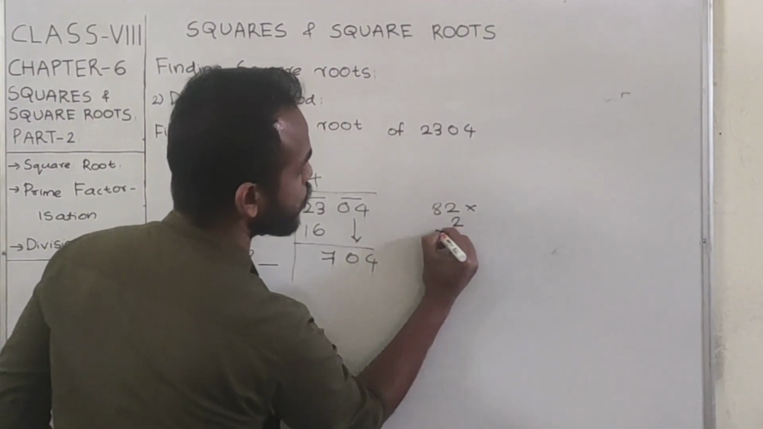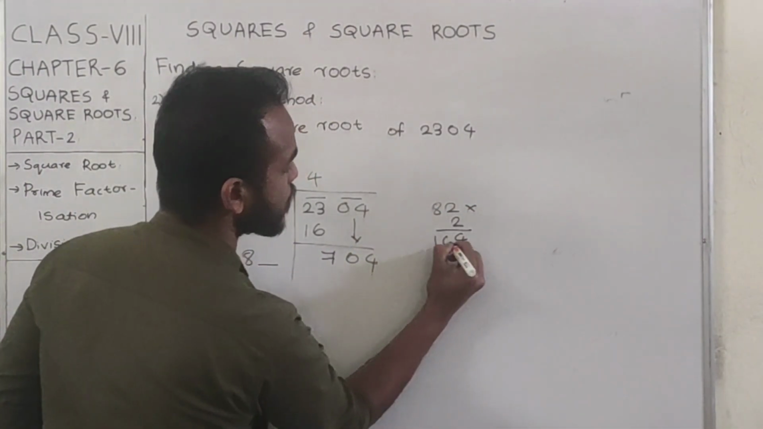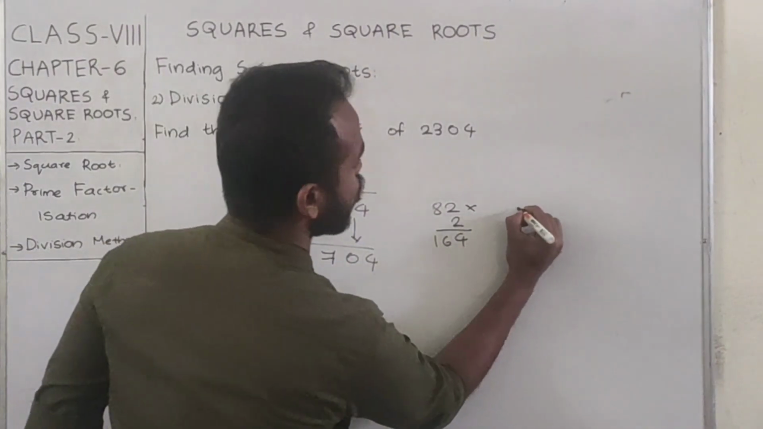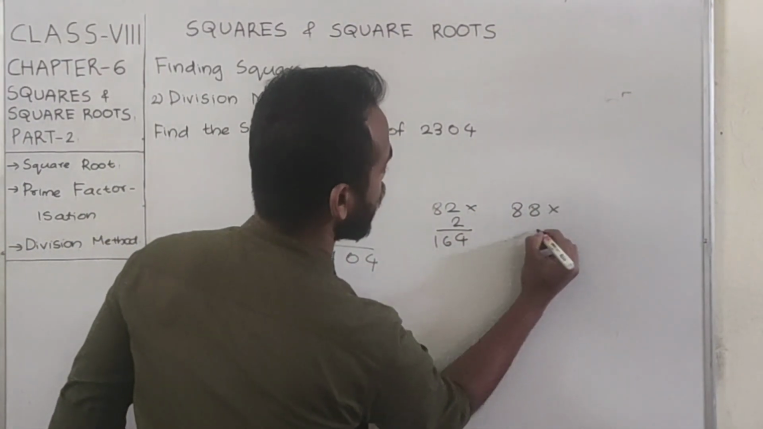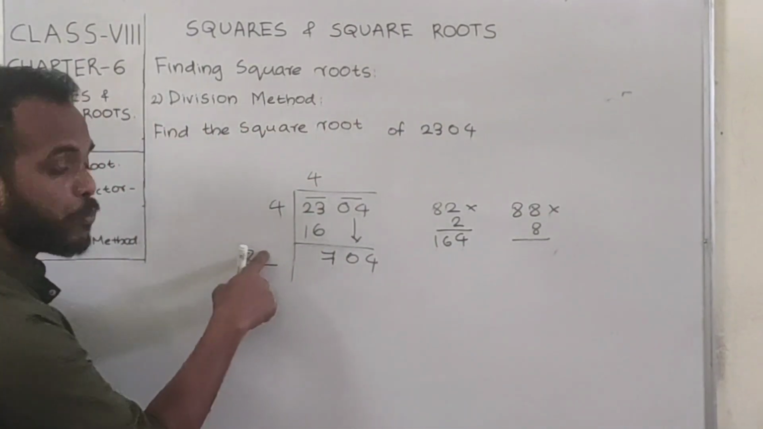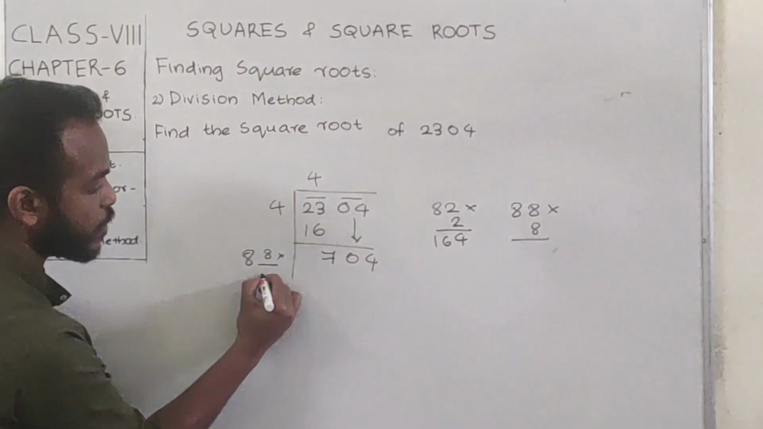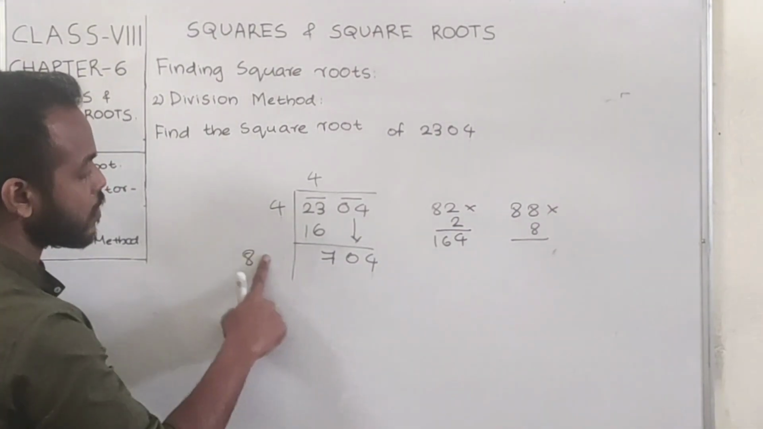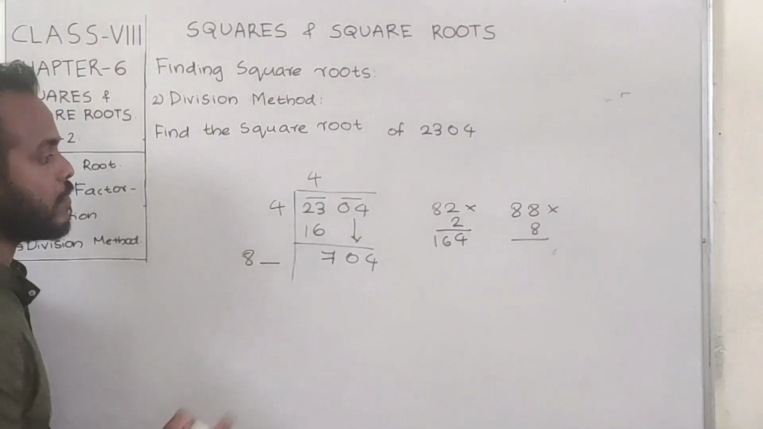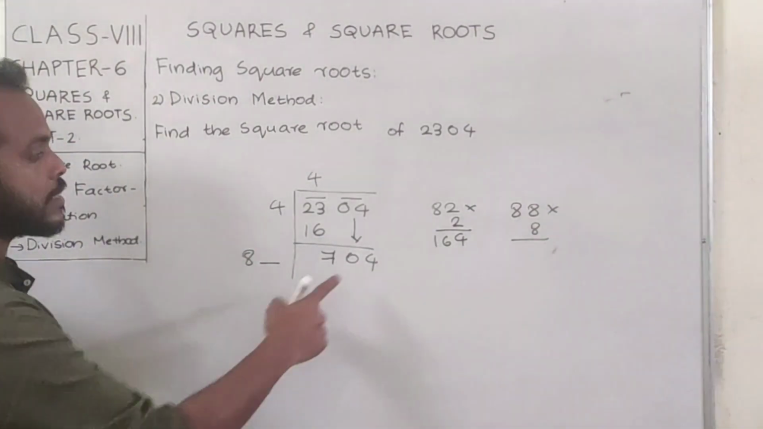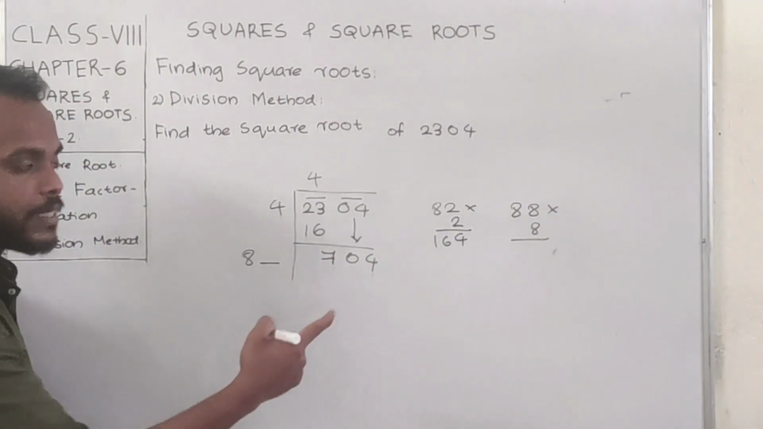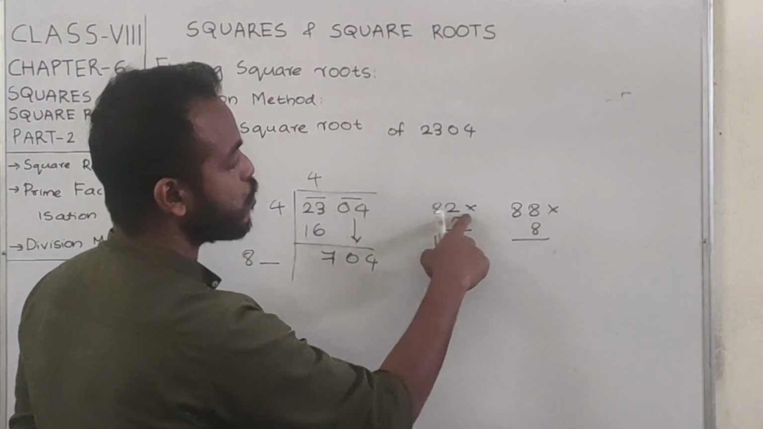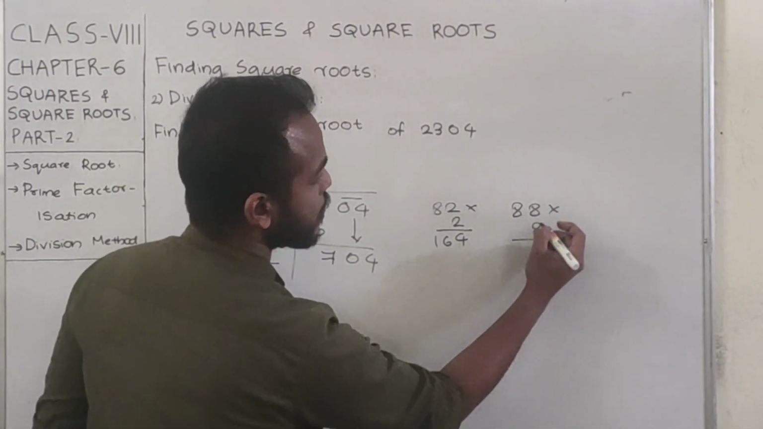82 into 2 is 164, which is clearly no. Then we will go for 88 into 8. Whatever number you are putting over here, you should multiply with the same. Okay? I hope that is clear. So I will put a blank here itself. Now what I wanted to get is the number 4 in the units place. That will be possible if you put 2 or 8. Then let's see whether it is satisfying.